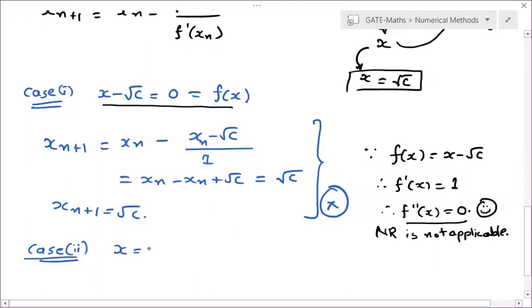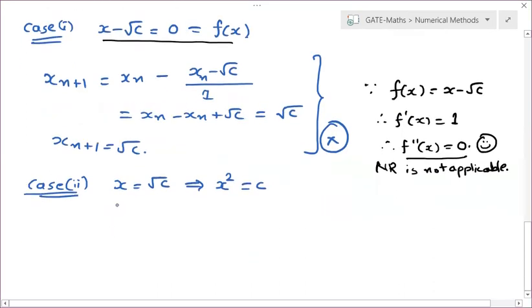So here we are having x is equal to root c. Let us formulate our function. Let us do square on both sides. So here x square equal to c. So this will become x square minus c equal to 0, which is your f of x. Is it clear or not?